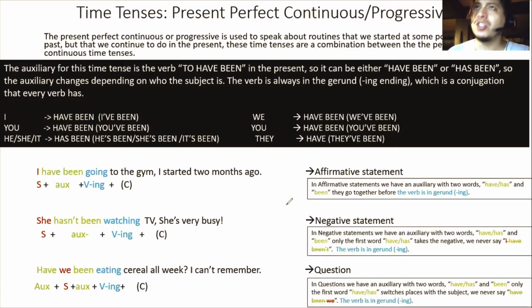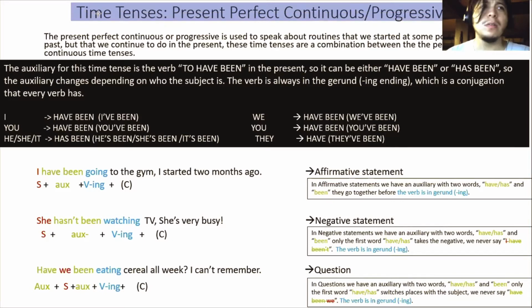Okay, so let's start. We're gonna be speaking, as I told you, about the present perfect continuous or present perfect progressive. Again, it depends on which book you're using. Sometimes they call it present perfect continuous. Sometimes they call it present perfect progressive, okay? The present perfect continuous or progressive, the name is the same, is used to speak about routines that we started at some point in the past, but that we continue to do in the present, okay? These time tenses are a combination between the perfect and the continuous time tenses.